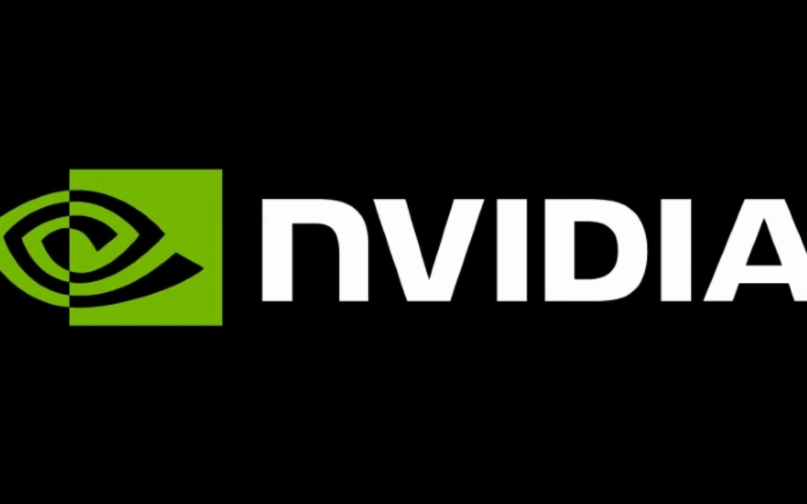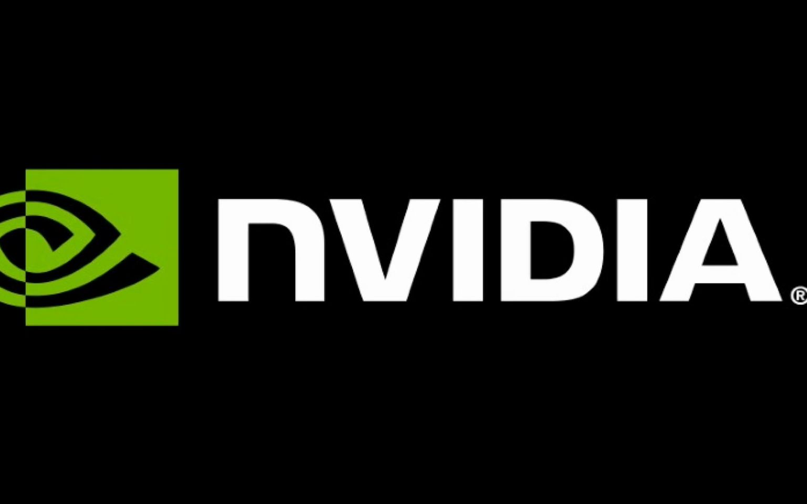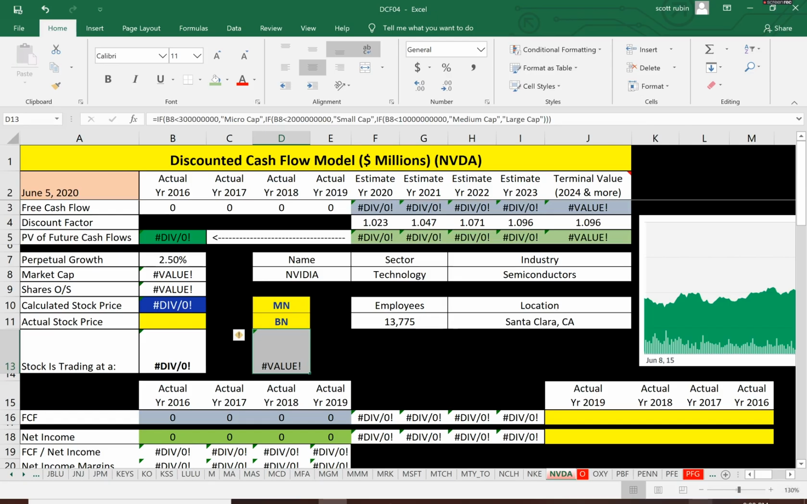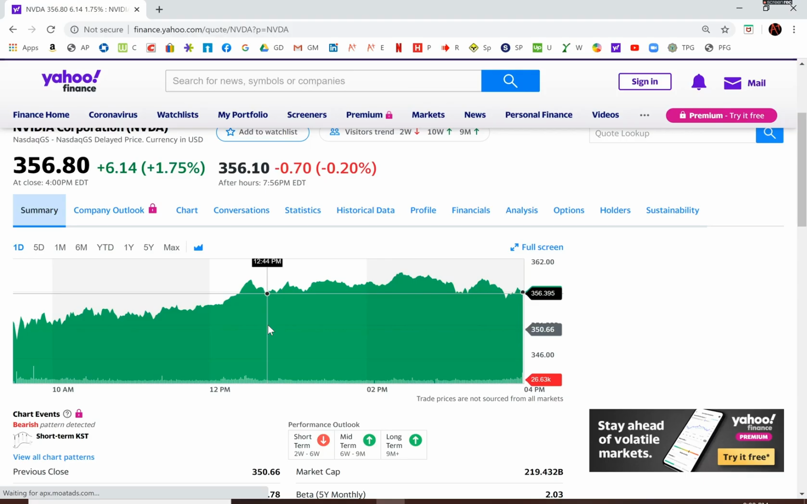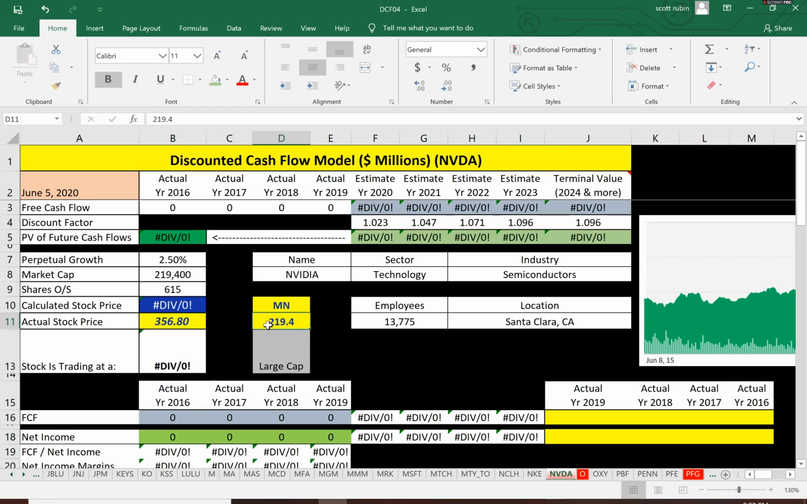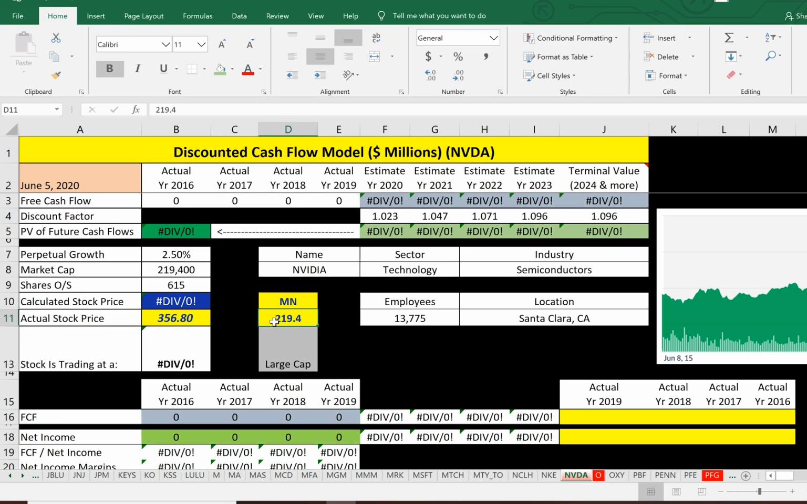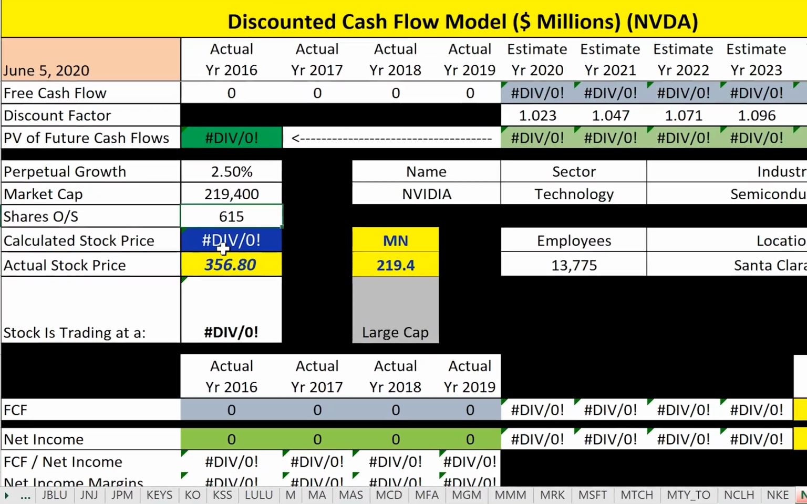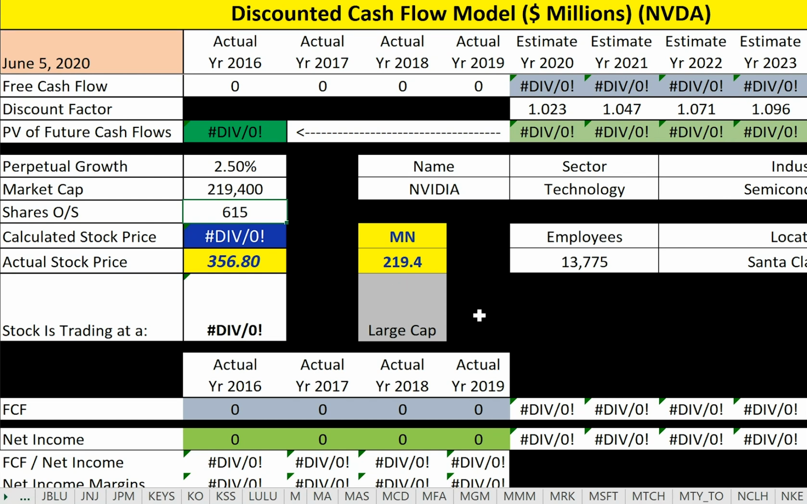Let's take a look at NVIDIA and see if we could find out if the company is a good value or not. First, we need the market cap, and we'll put that into the model, 219.4 billion, and then the stock price of 356.8. And now the shares outstanding is just the market cap divided by the stock price. That gives you 615 million shares outstanding.